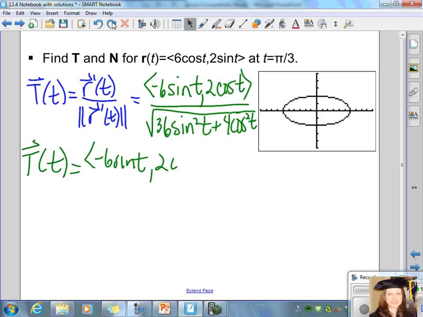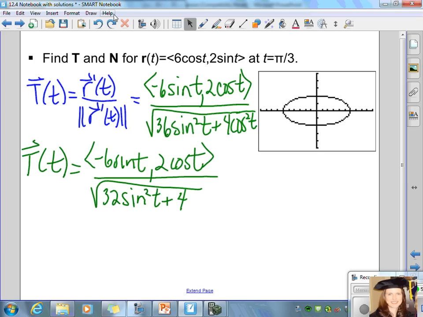So we can simplify this a little bit for our unit tangent vector. The numerator we'll keep as the r prime of t, but the denominator can be simplified. We have 36 sine squared t plus 4 cosine squared t. If we take out 4 sine squared t, then we can use the identity of cosine squared t plus sine squared t. So we're going to take out 4 of the sine squared t, and that will give us 4 sine squared t plus 4 cosine squared t, and that will equal 4. And then what we have left over after we took out the 4 would be 32 sine squared t. So that just simplifies the denominator a little bit for us.